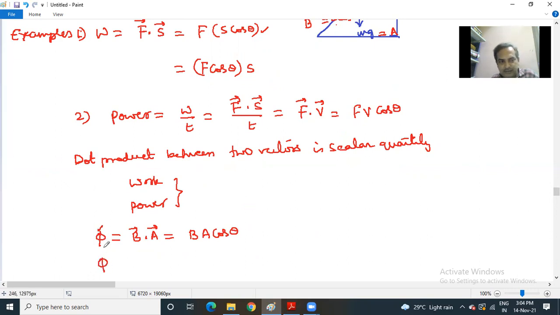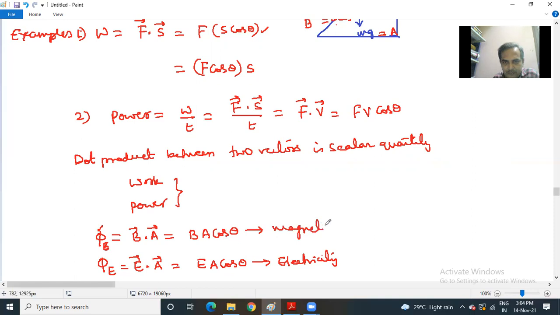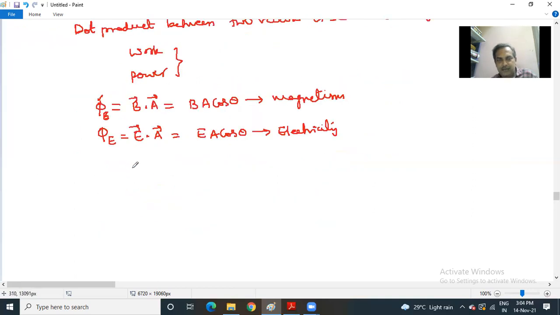Even electric flux you can write. That was magnetic flux. Electric flux is the electric field E into the cross-sectional area, so you can write E A cos theta. This is in electricity. Particularly we come across this when we discuss Gauss law. The previous one is in magnetism. These are the examples of dot product.